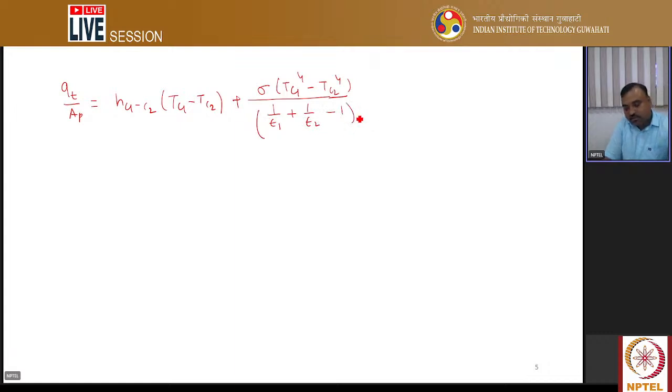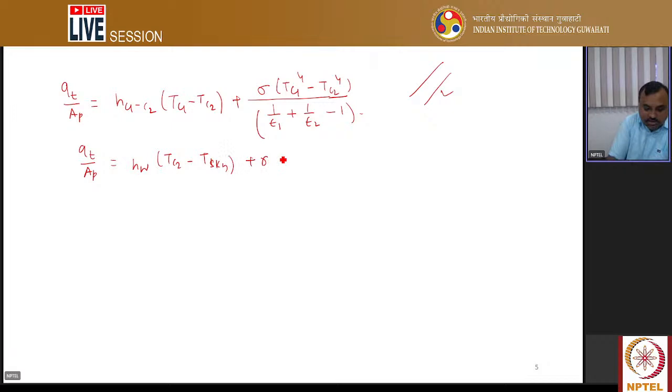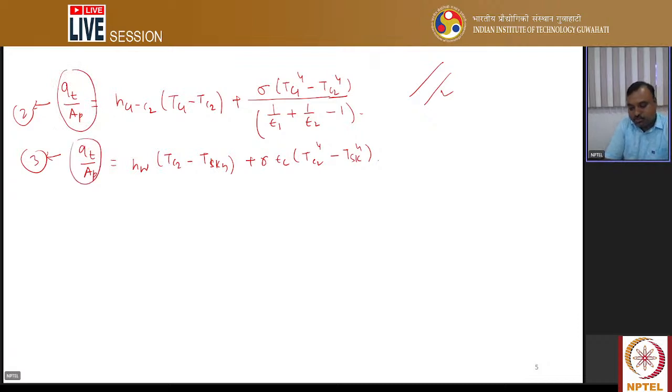This expression is valid when two plates are parallel to each other. They view each other in this direction. And then again, you can write QT by AP is equal to HW (TC2 minus T sky), then sigma epsilon (TC2 to the power of 4 minus T sky to the power of 4). Okay. So here the condition is we have to have the same values of QT by AP for all these three expressions.